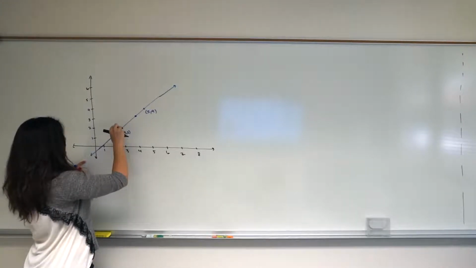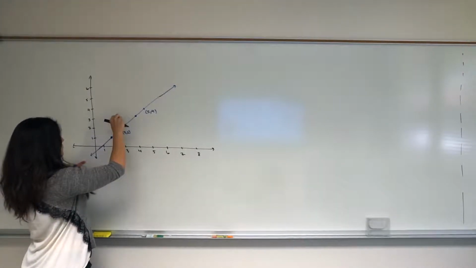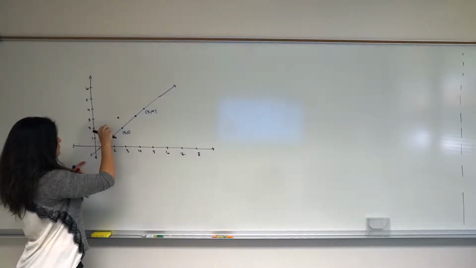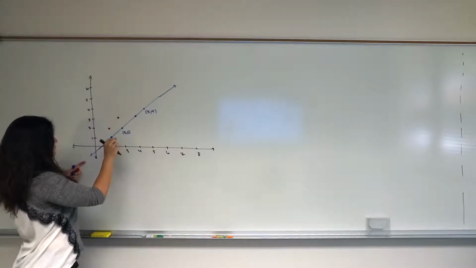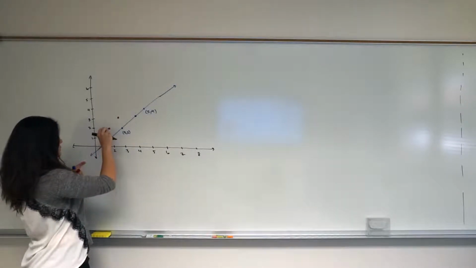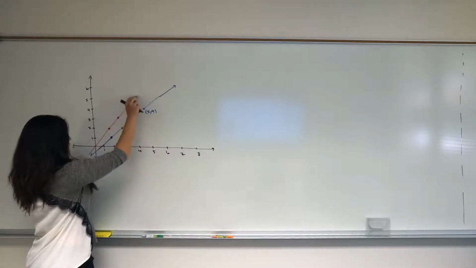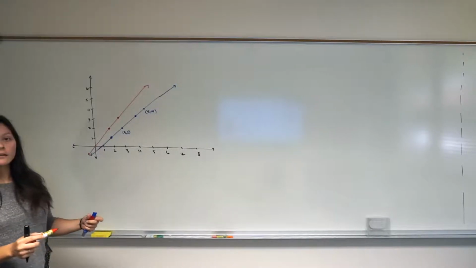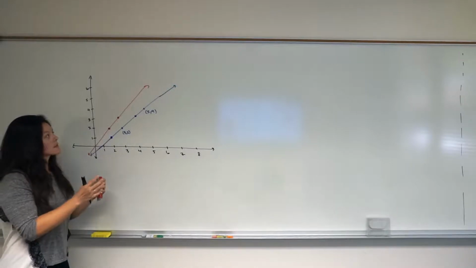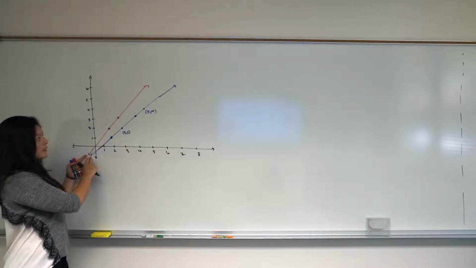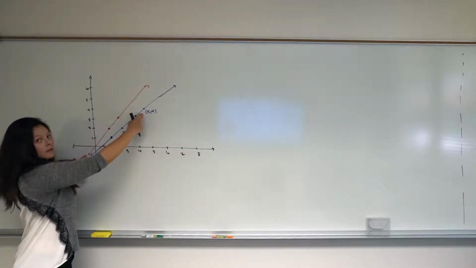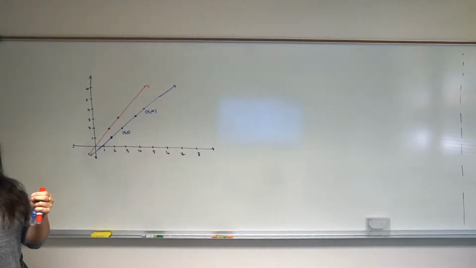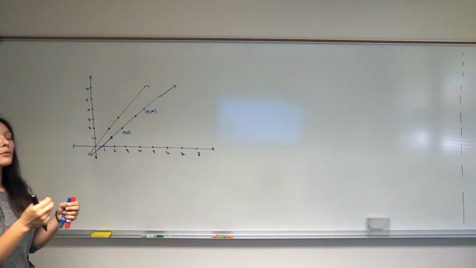So for example, let's say 3, 3, and maybe 2, 2. Now if I connect these 2 points with a line, I get a new line. So what you should realize is a line is uniquely determined by the points on that line. For any 2 points that you pick, there's only one line that will go through those 2 points.